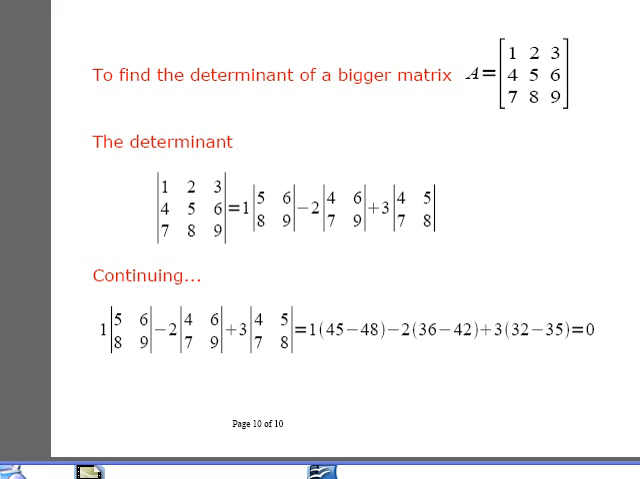Now I take the determinant of those 2 by 2's because I know how to do that, and I do it in the standard way. So it's 1 times the determinant of that matrix, minus 2 times the determinant of this 2 by 2, and 3 times the determinant of this third matrix. The determinant of the first matrix would be 45 minus 48. The determinant of the next matrix is 36 minus 42, and the third one is 32 minus 35. When I work all that out, I end up with a 0. That says the original matrix has no inverse.